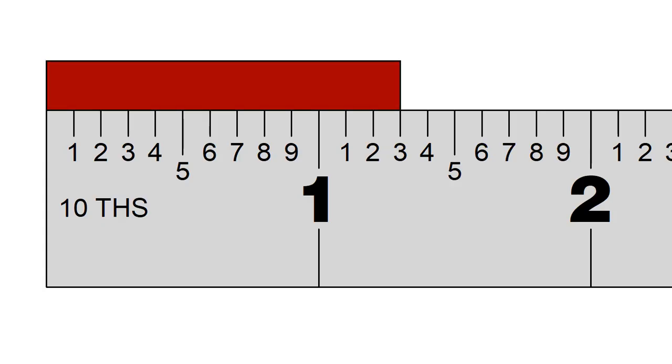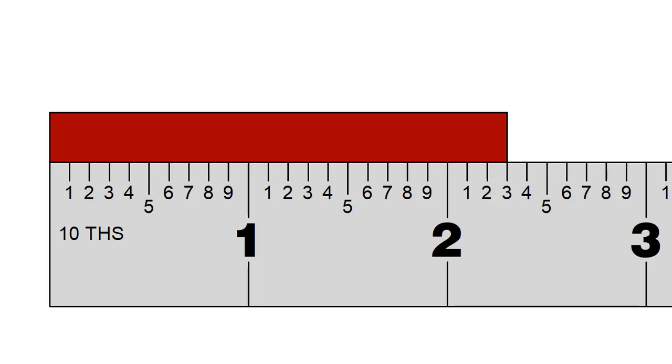Let's look at an example. This measurement is 1.3 inches long. It falls between 1 and 2 inches, and it is 0.3 inches longer than an inch. I'll let you try one on your own. Pause the video and try to figure out what this reading is. The reading is 2.3 inches in length.